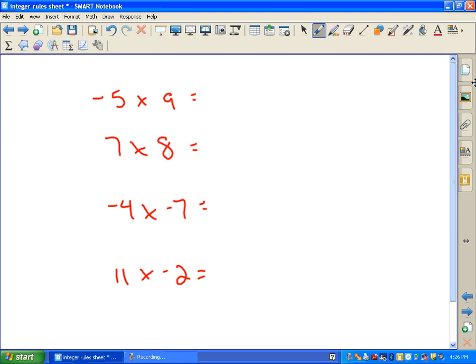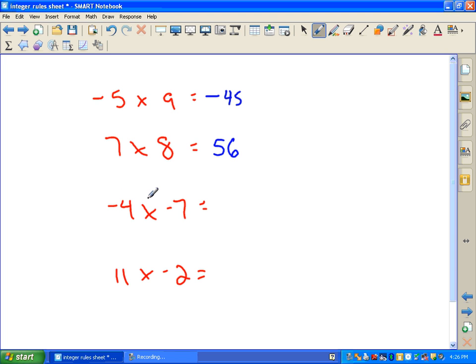So, here's a couple example problems. I can see here I've got one negative and one positive. They're different, which means my answer will be a negative. And just multiply. 5 times 9 is 45. On this one, these are both positive. They have the same sign, which means my answer is positive. 7 times 8 is 56. So there's my answer. On the third one here, I have two negatives.